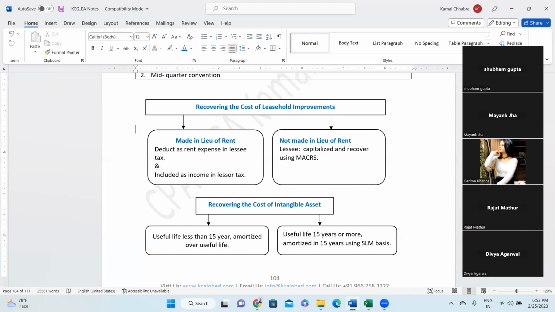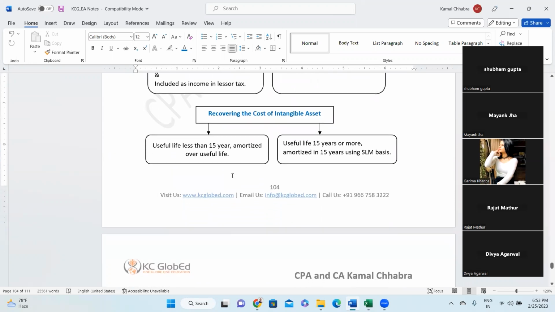Make sense? If the life of the intangible asset is less than 15 years, then amortize the expense over the life of the asset. If the life of the asset is more than 15 years, then you need to amortize over the 15 years. So the maximum life for depreciation or amortization purposes for an intangible is 15 years. Make sense? Right? Any doubt here?